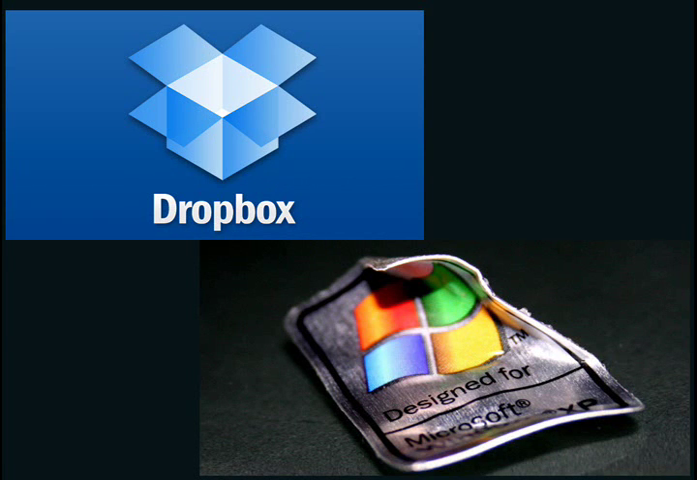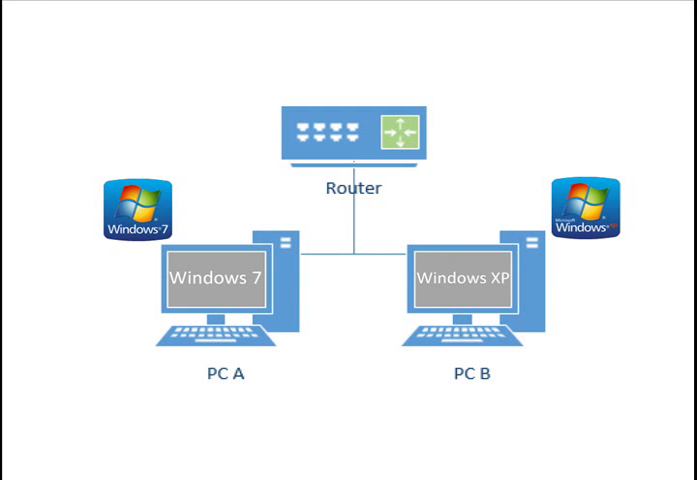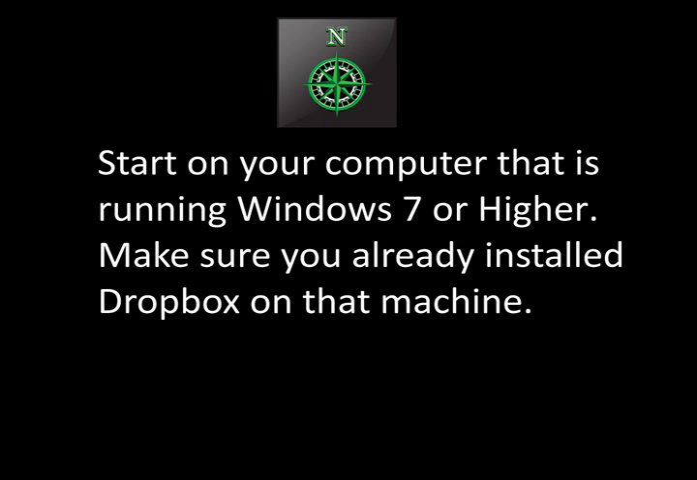In order for this fix to work, you're going to need to have another computer that's running Windows 7 or higher networked to the computer that's running Windows XP that you want your Dropbox to work on. Okay, they have to be on the same network. And if you have that, then you can continue on and I'll show you how you can do that. Now let's get started to the point.